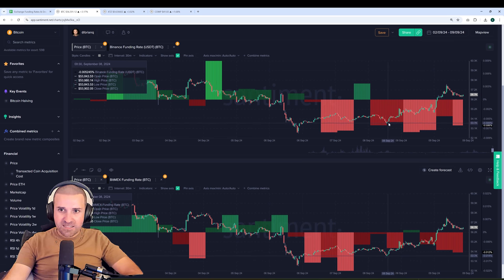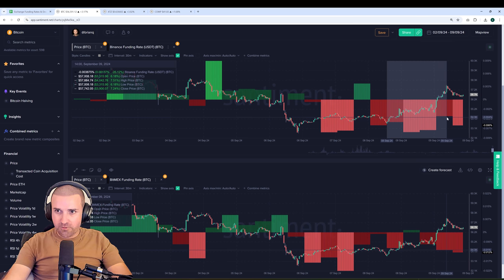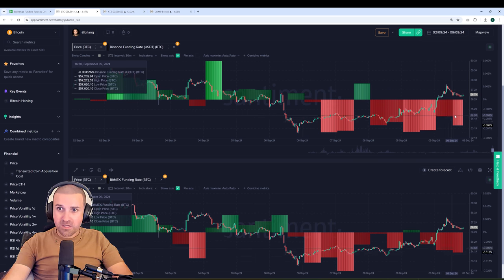And ever since that time, lots of shorting going on, despite the fact, if I hold down shift here and move to the right, price ended up going up about 7.2% during this time. And it's dropped down just a tiny bit ever since. But notice how the shorts are still very much here. This is Binance and this is Bitmex down here.